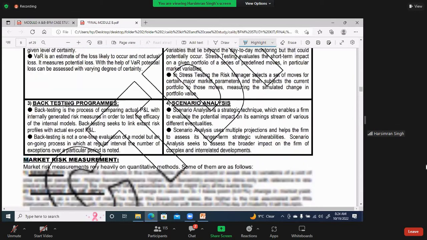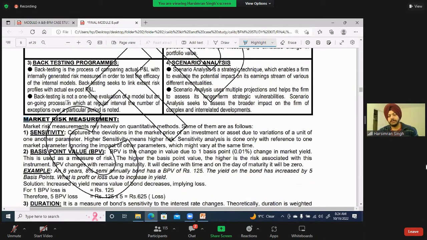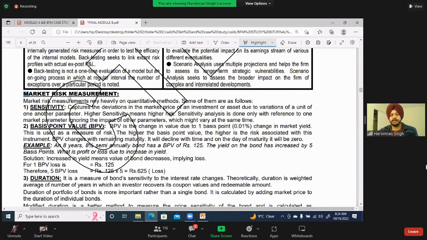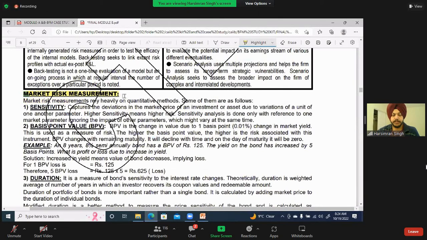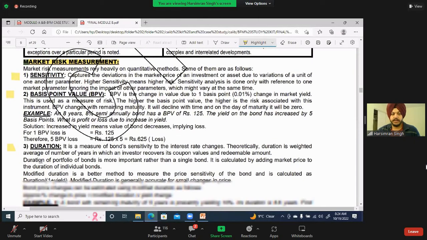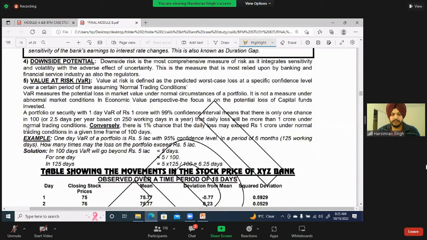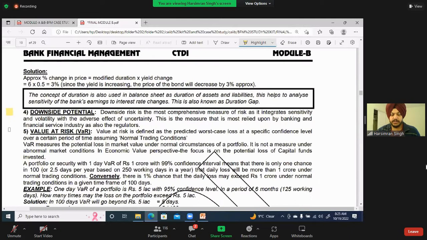Don't worry. Now let us come to market risk measurement first. Now in market risk measurement, we have 3 methods. One is sensitivity, one is BPV and one is duration. And after this, the 4th is downside potential.